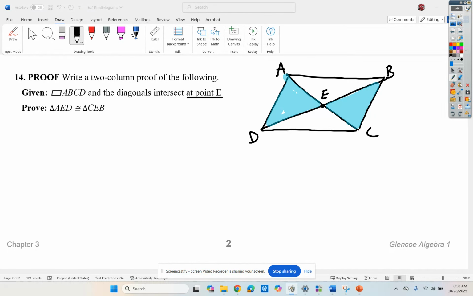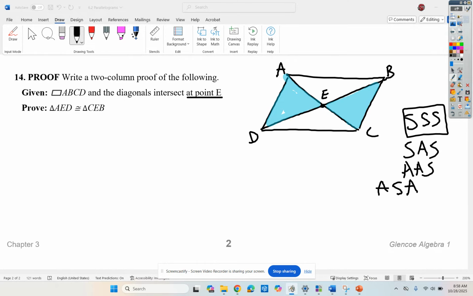There are so many different ways you could decide to prove these triangles congruent. I will go with using all three sides to prove this. But keep in mind, you can almost use any triangle congruence. You can use SAS, you can use AAS, and you can even use ASA. But I'm going to do side.